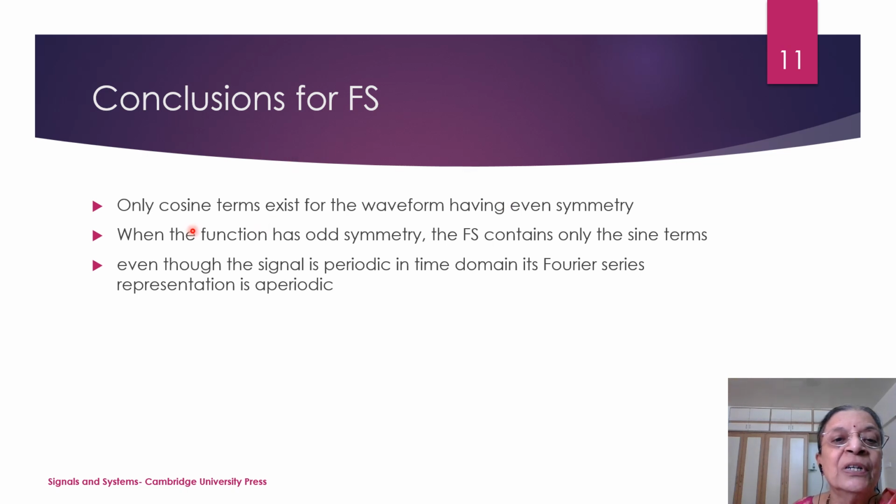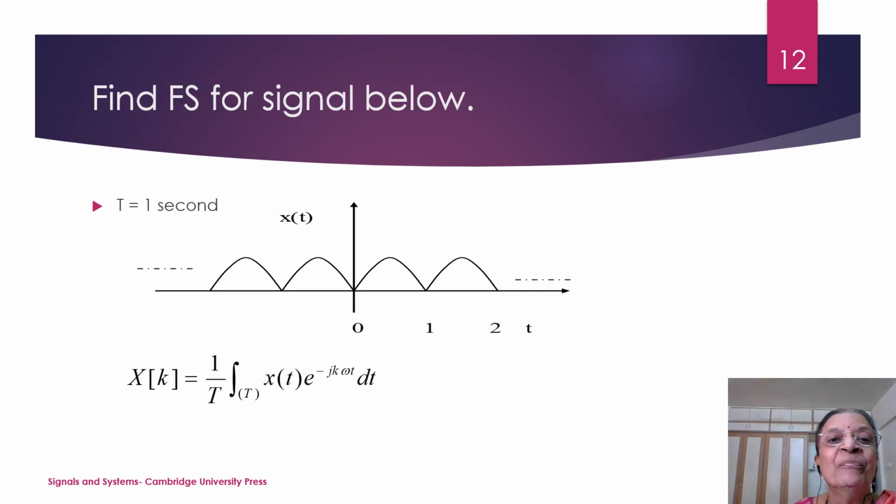Conclusions for the Fourier series. Only cosine terms exist for the waveform having even symmetry. When the function has odd symmetry, the Fourier series contains only the sine terms. That you can remember. So while calculating, if you go wrong and you are getting cos terms in an odd function, then it is wrong, you can understand. Even though the signal is periodic in time domain, its Fourier series representation is aperiodic. This I told you in the very beginning.